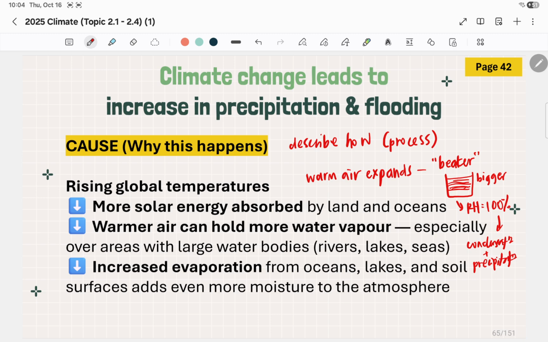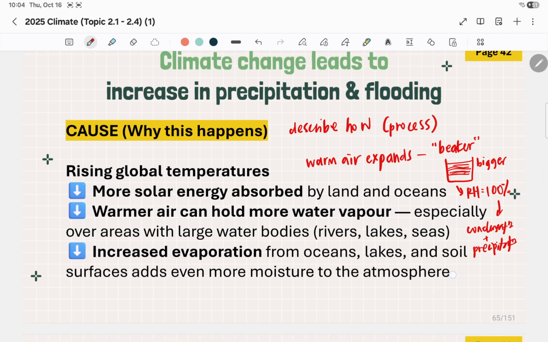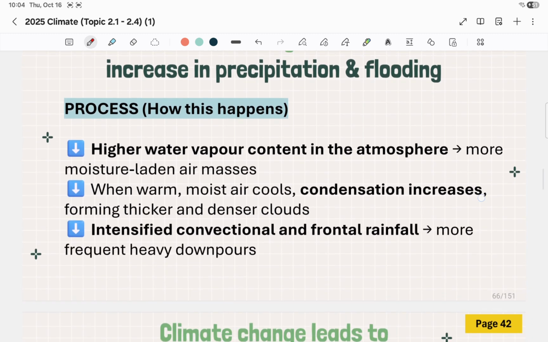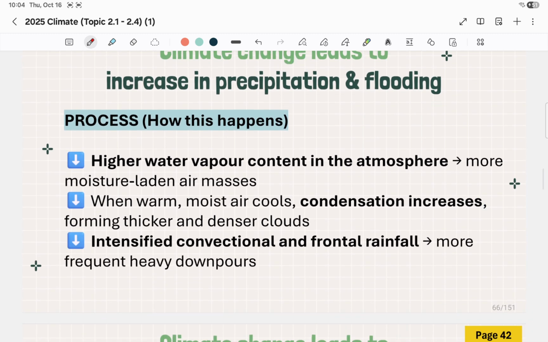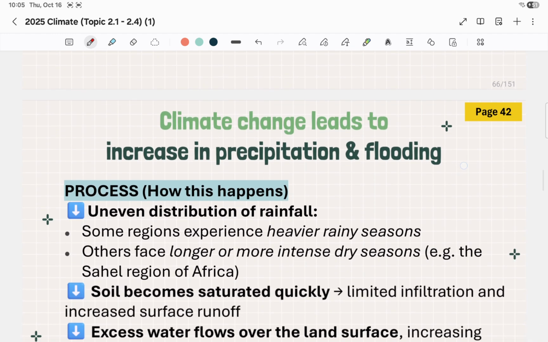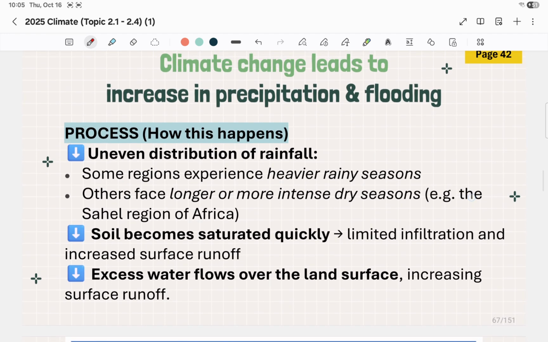Okay, so linking back to what you had learned previously in topic 1. Okay, so when you have more water vapor in the atmosphere, like I said just now, your beaker is now RH 100%. Okay, that would result in more condensation, and that would result in more rainfall. Okay, so this is the process, some additional explanation here to help you to piece everything together. And as a result of that, we have a lot of rainfall.